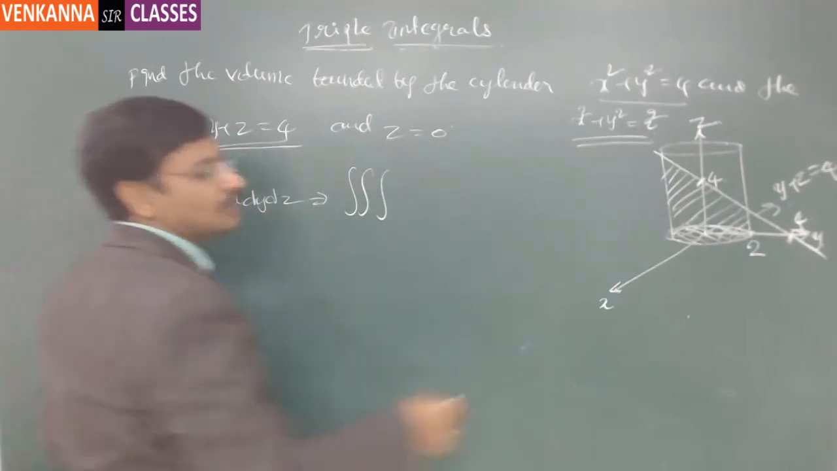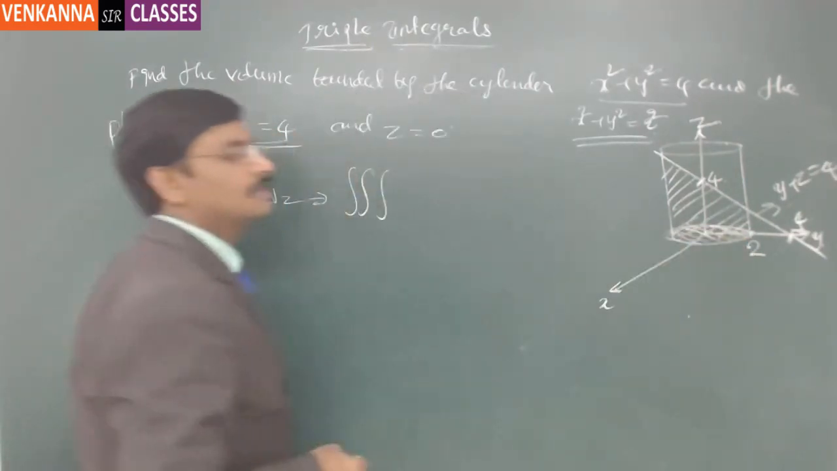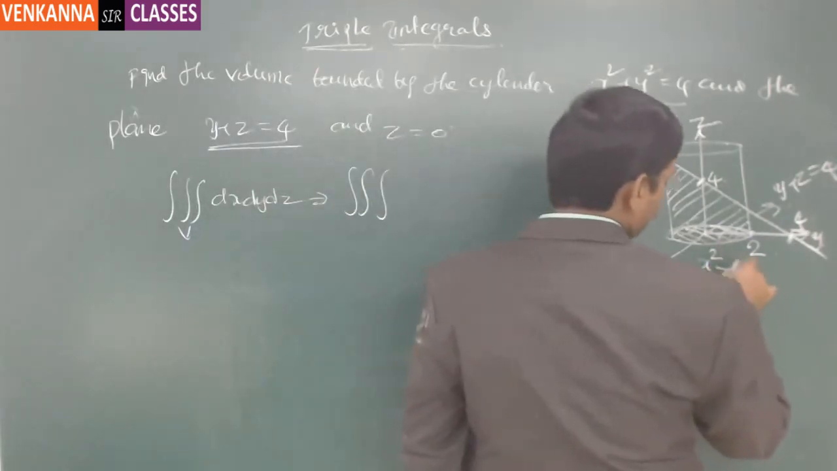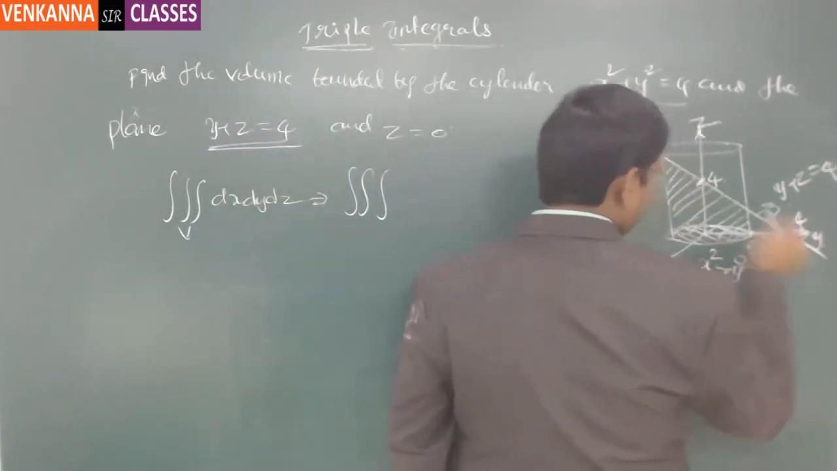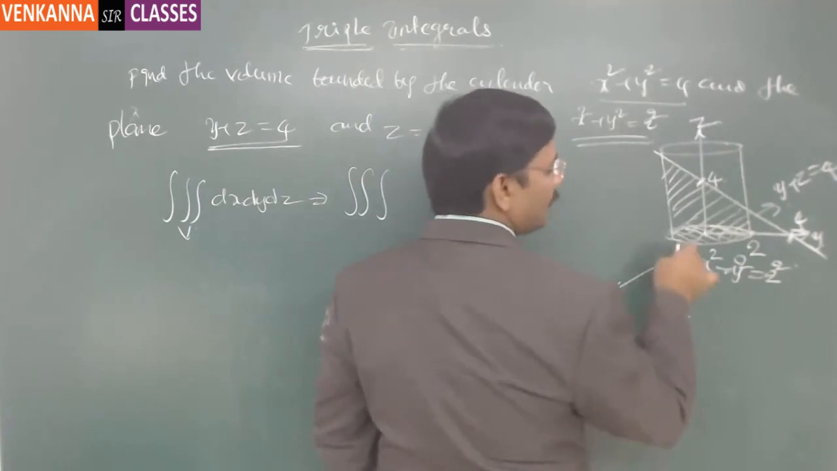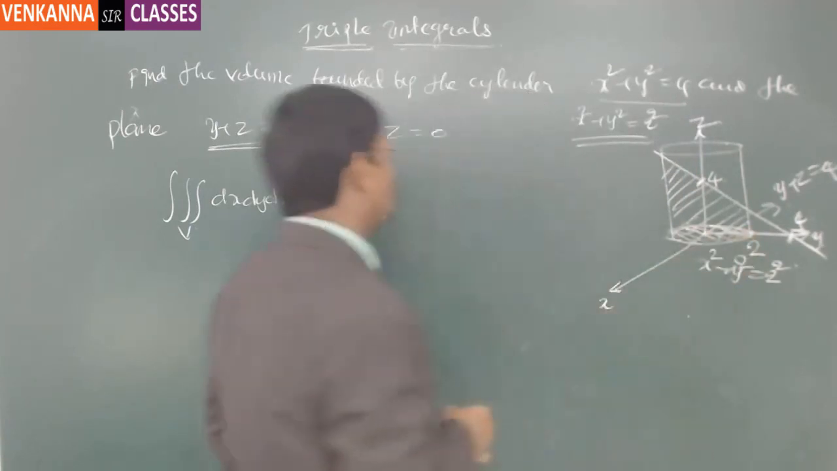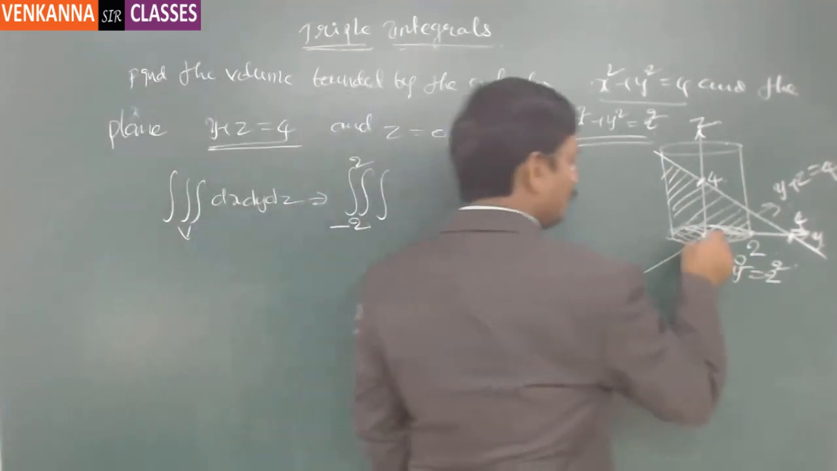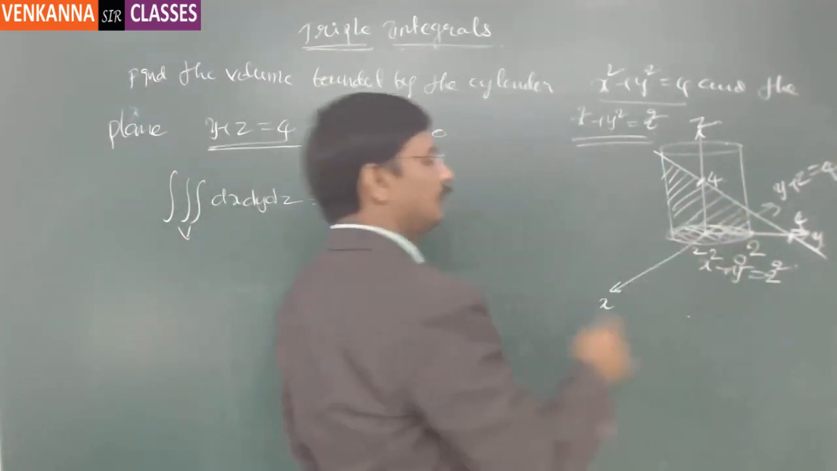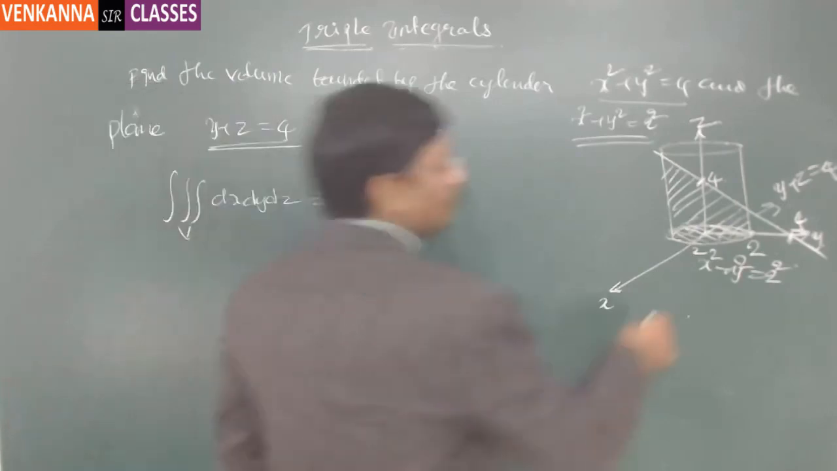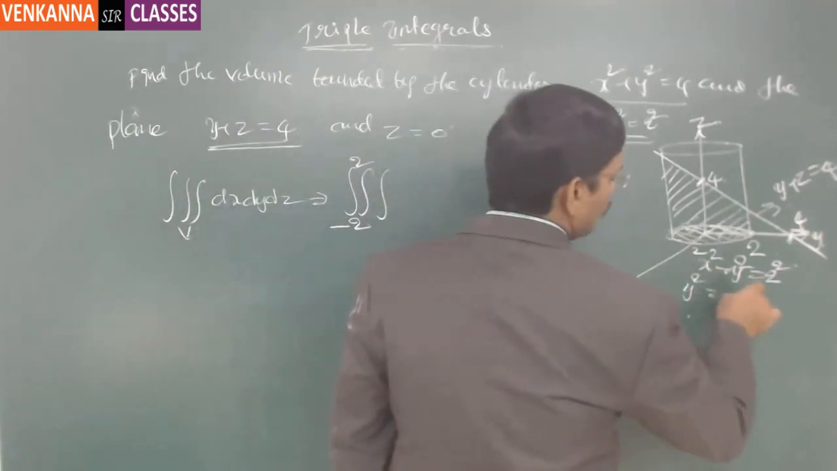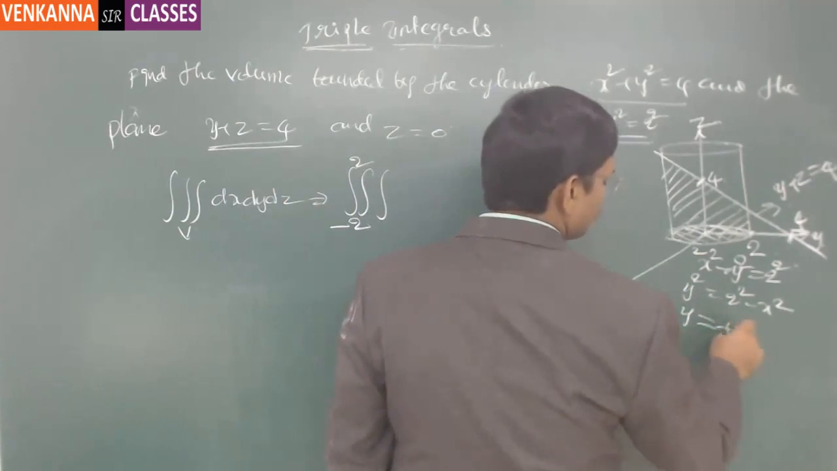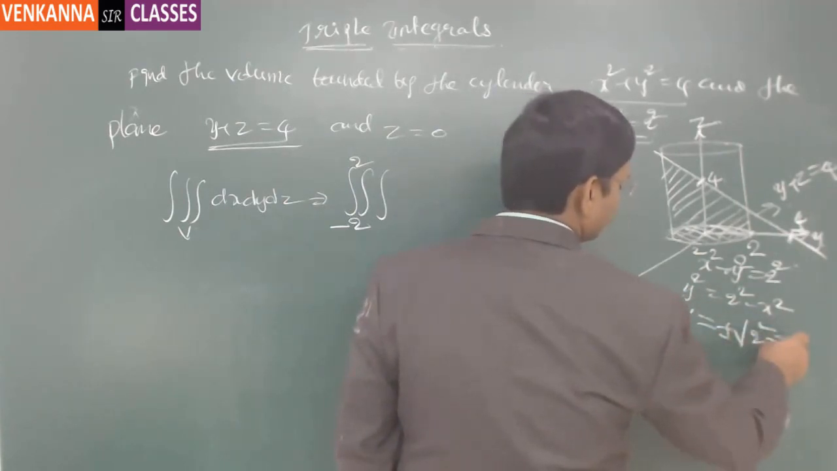So first I will write the constant limits for this area. The area is bounded by the curve x square plus y square is equal to 2 square. Then the x limits are from minus 2 to plus 2. And y square is equal to 2 square minus x square, or y is equal to plus or minus square root of 2 square minus x square.